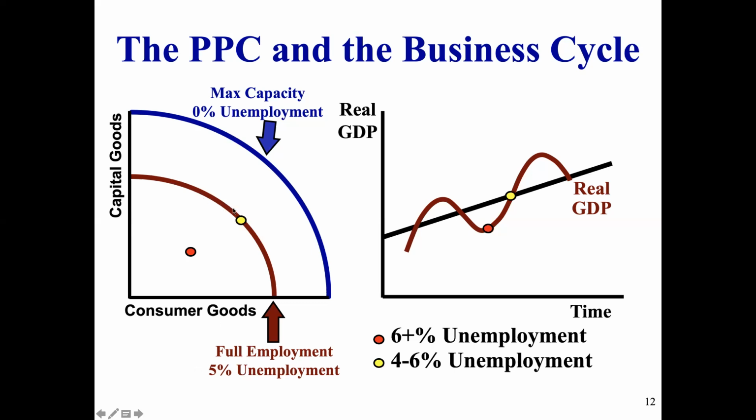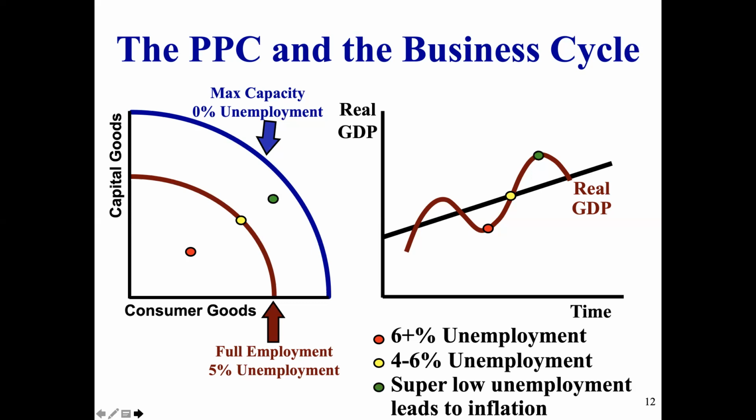We also talked about being efficient on the PPC. That's the same thing as being on the trend line in the business cycle. That's your potential real GDP output, okay? So the yellow dot is the same situation as the yellow dot. The green dot is interesting.